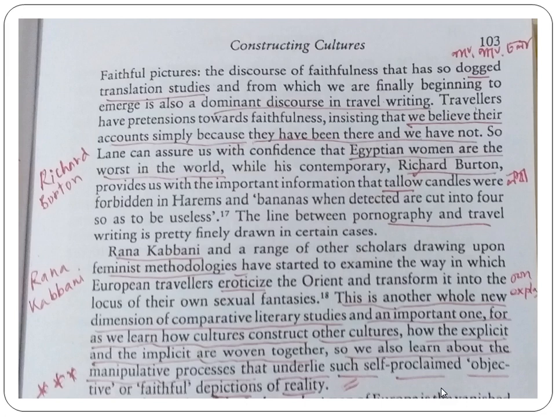And so we also learn about the manipulative processes. That is the manipulation, that means what they have seen, through the process of their improvisation, through the process of their writing, they have manipulated the actual story, what they have observed, what they have visited, and underlies such a self-proclaimed objectivity. And after writing this, after the manipulation, they themselves proclaimed that this is objective writing, the objective description of the European countries, objective or faithful depiction of reality.